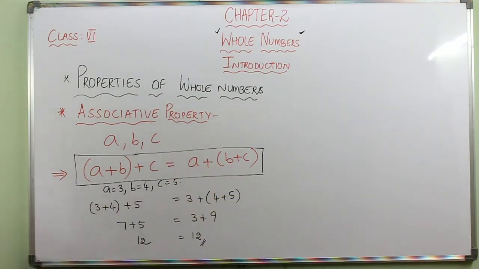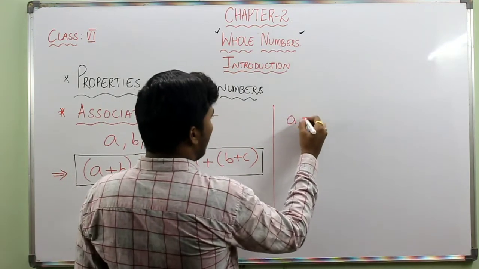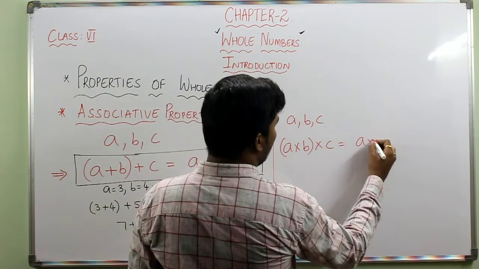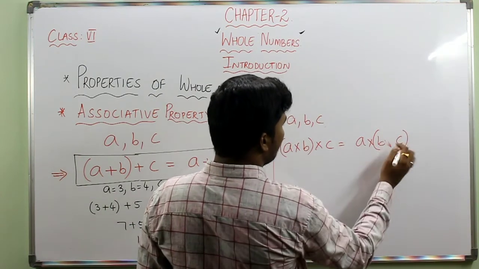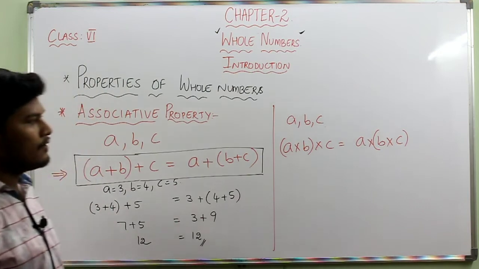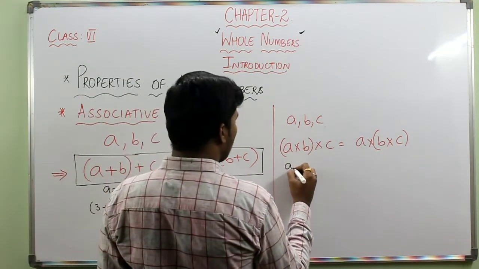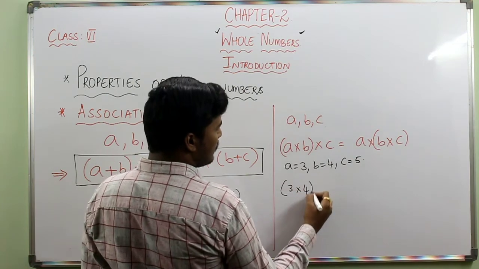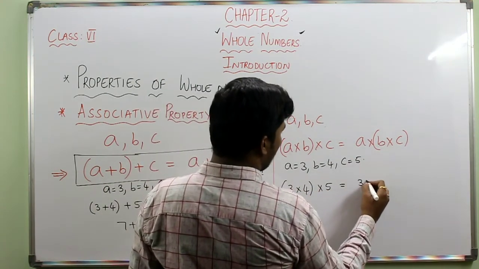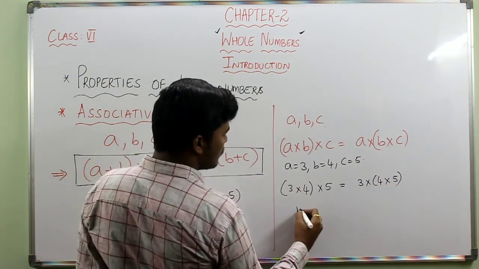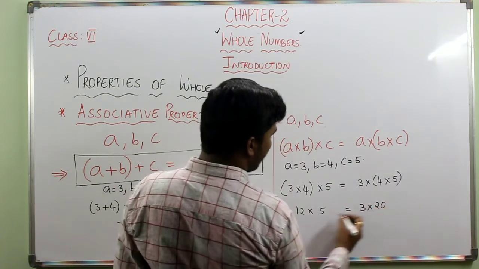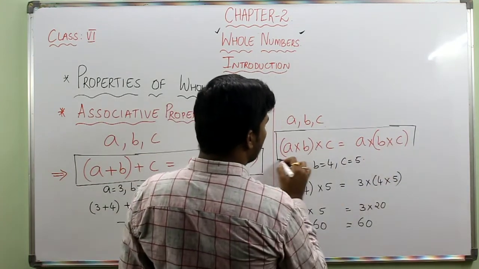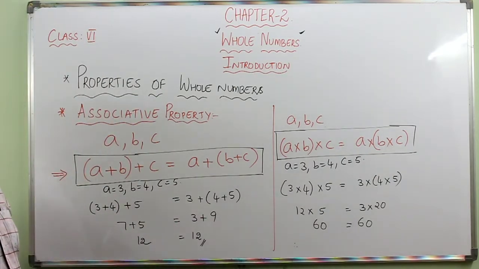Now let us see for multiplication. Let us consider a, b, c, three whole numbers. Then a into b into c will be equal to a into b into c. Let us see for multiplication now, by considering the same numbers, a is equal to 3, b is equal to 4 and c is equal to 5. So 3 into 4 into 5 is equal to 3 into 4 into 5. 3 4s are 12, 12 5s are 60, and 3 into 20 is 60. 60 is equal to 60. Hence it is verified for multiplication, that a into b into c will be equal to a into b into c.